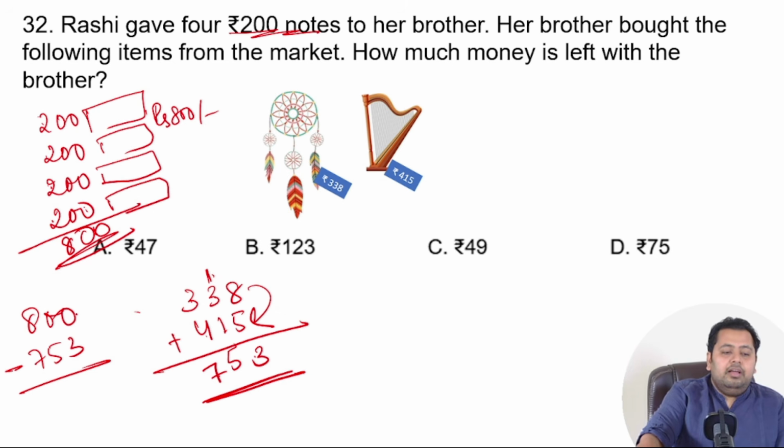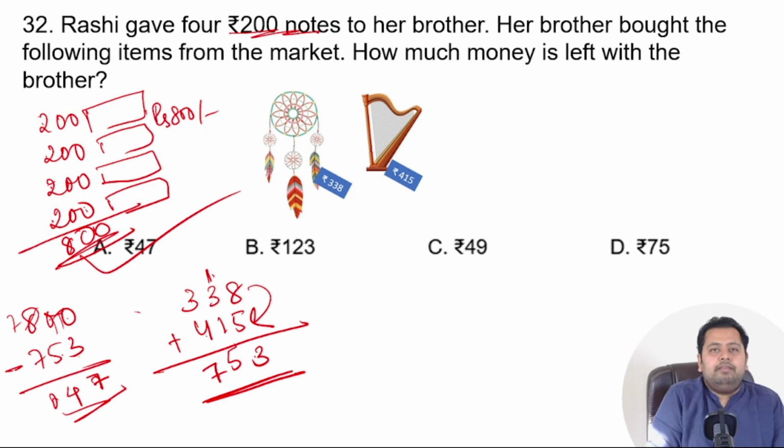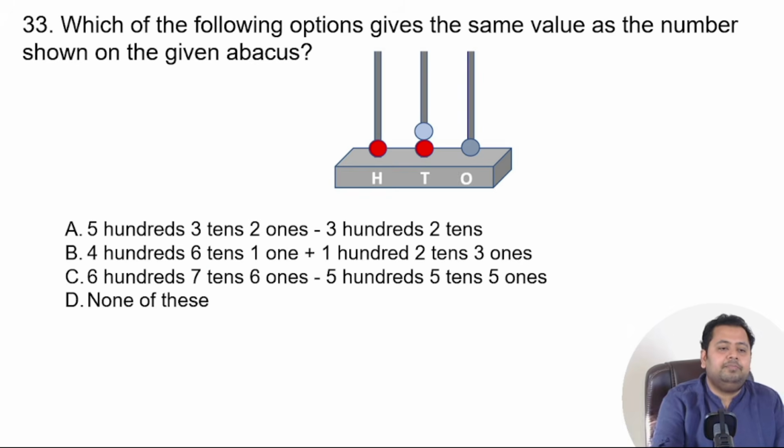Now if you subtract 753 from 800, you will find out how much money Rashi's brother has now, right? If you minus this, you take 1 here, this becomes 9, this becomes 10. 10 minus 3 is 7. 9 minus 5 is 4. 7 minus 7 is 0. So the correct answer is A, 47. I hope you got the answer correctly. If you did, give yourself a star, and we move to the next question.